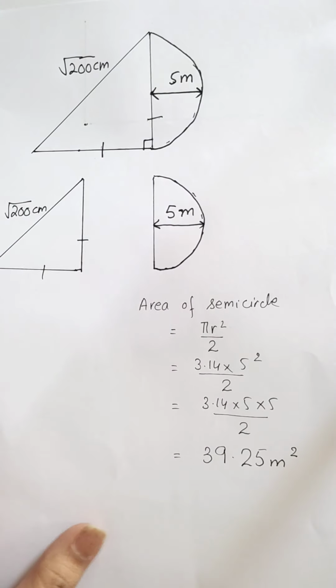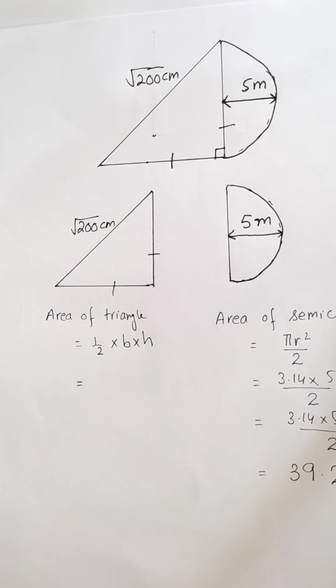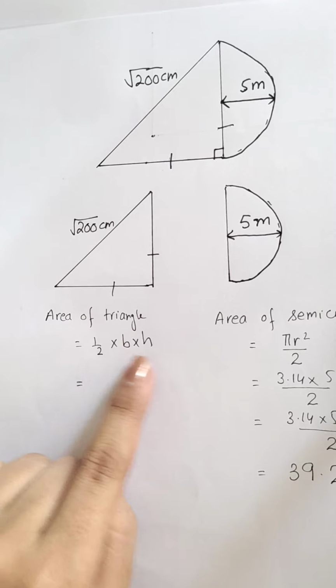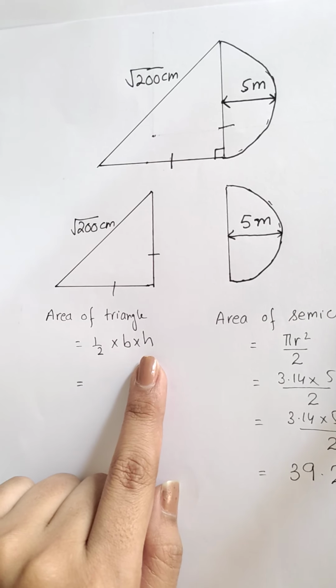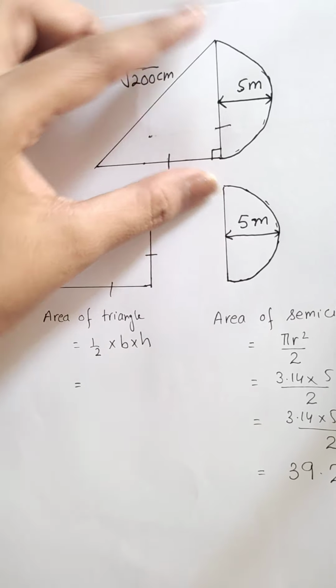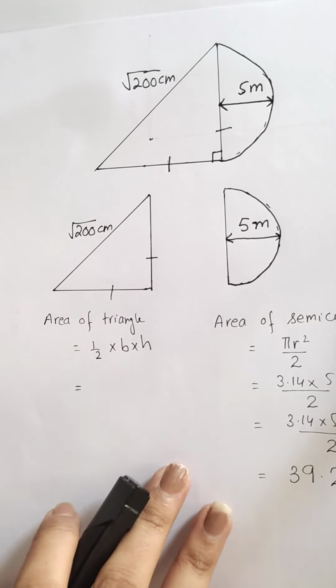Now we will find out the area of the triangle. So first I will write the formula. The formula is area of triangle equals 1/2 b into h, b for base and h for height. But you can see the base and height both are missing in the question. But let's observe it.